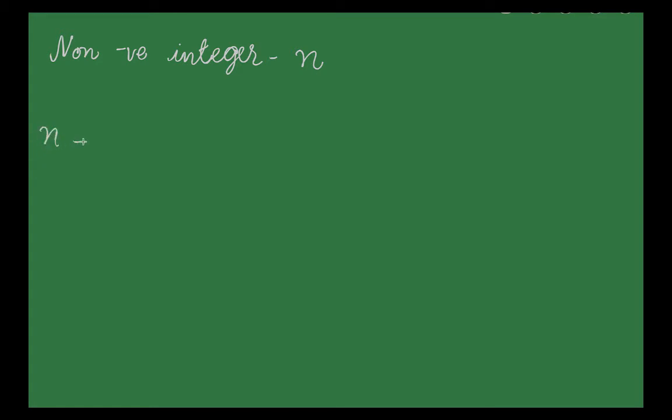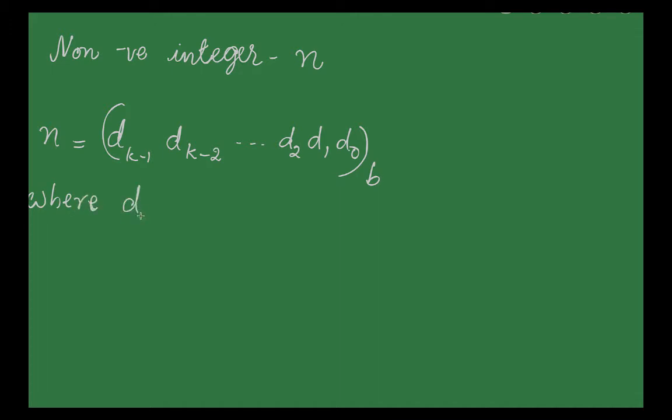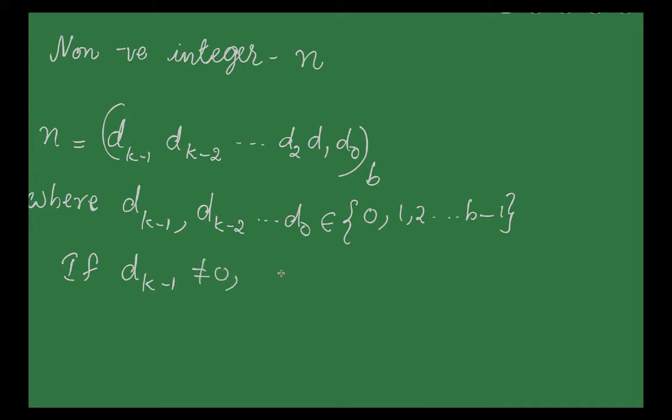Let us suppose that n can be expressed as dk minus 1, dk minus 2, etc., d2, d1, d0 in base b. Then we are assuming that these digits dk minus 1, dk minus 2, etc., d0 are from the set 0, 1, 2, etc., b minus 1. Since we are considering the numeral system with base b, if dk minus 1 is non-zero, we can say that n is a k digit number in its base b representation.